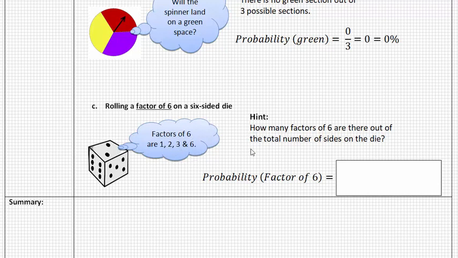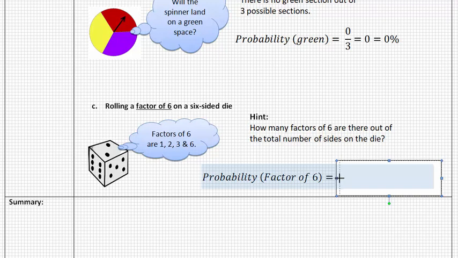So this time I wrote the hint out as a question. Let's see if you can answer it. So pause the video if you need to, copy this down, write out your answer. What is the probability of rolling a factor of 6? Let's see if we agree.